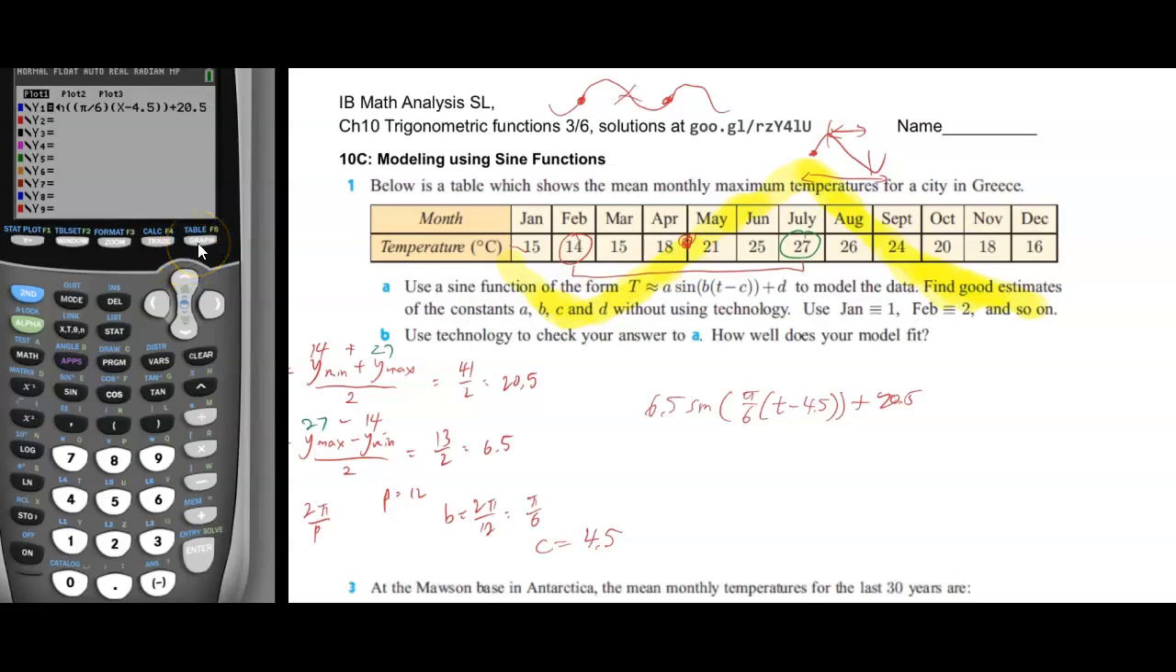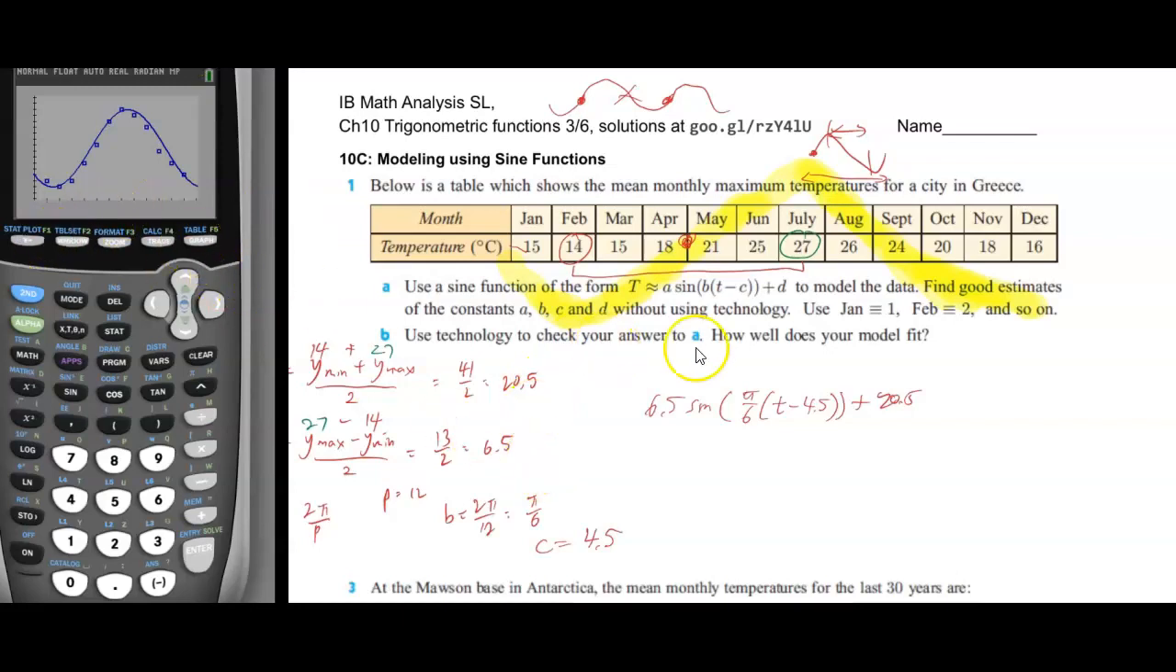Okay, and then I'm going to graph it. And by the way, I already beforehand changed the zoom to zoom stat. Always need to do that. If you need to, you need to do stat plot and turn the dots on. And that looks pretty good, especially for eyeballing everything, right?